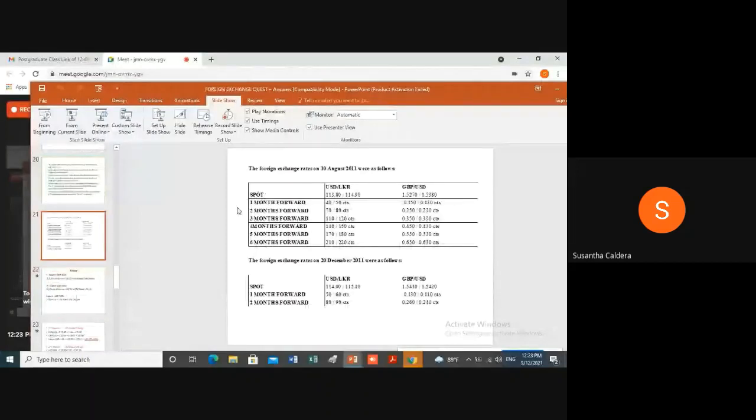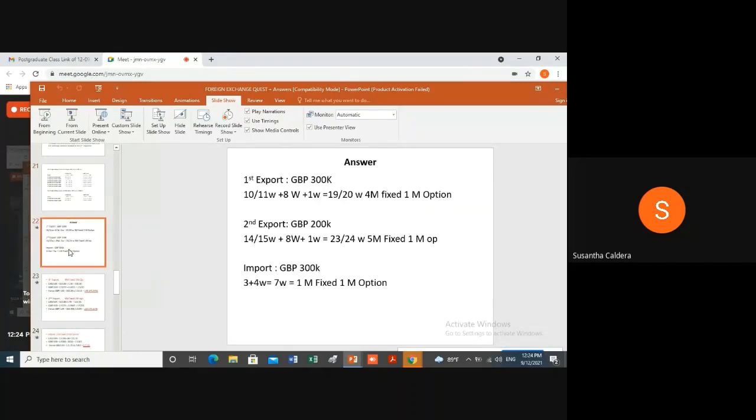Cancellation again, 10th August and 20th December. 10th August, September, October, November, December. It has come to 10th December, 4 months. Then 20th December falls into which month? It falls into the fifth month. Five months fixed, 1 month option, and it falls into the fixed period.